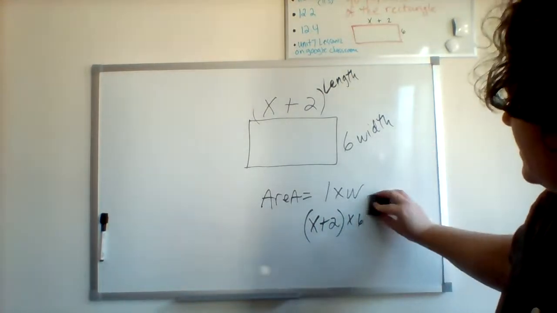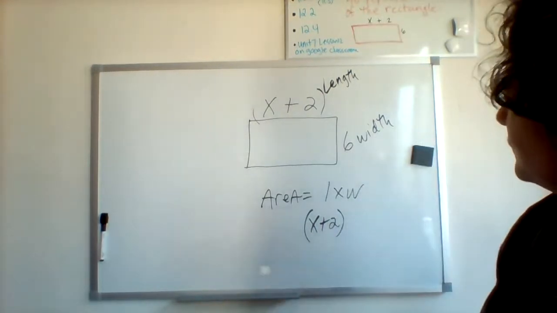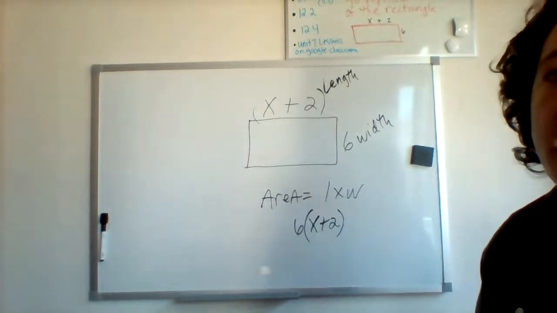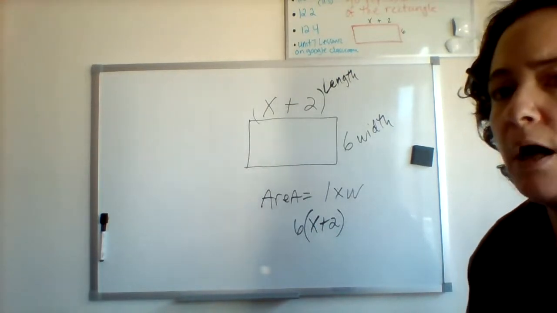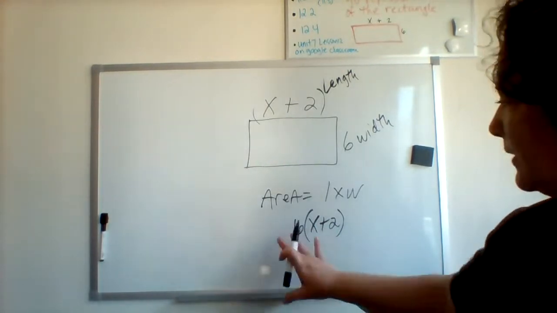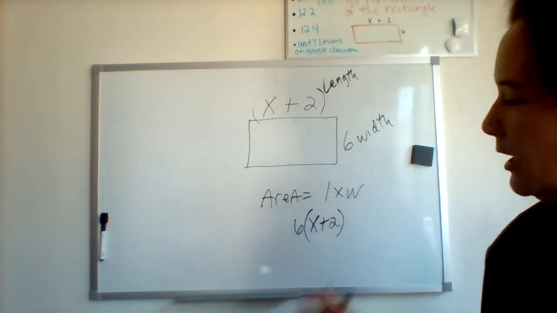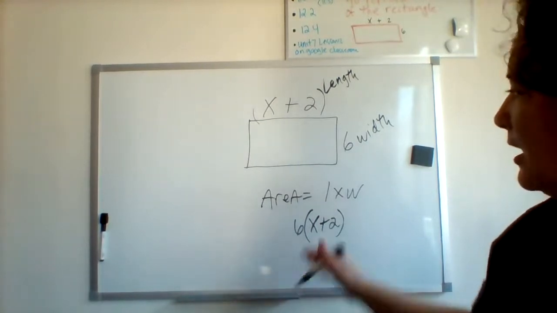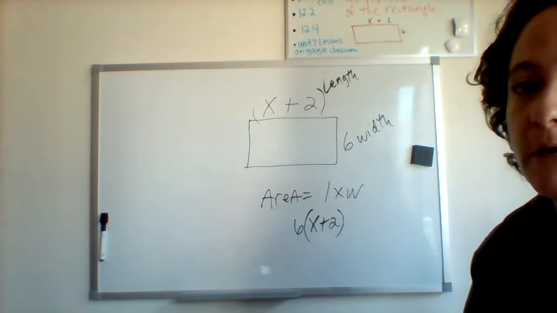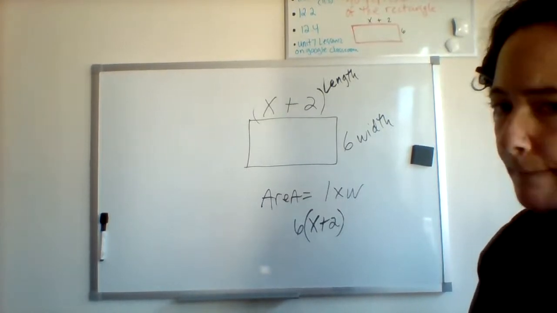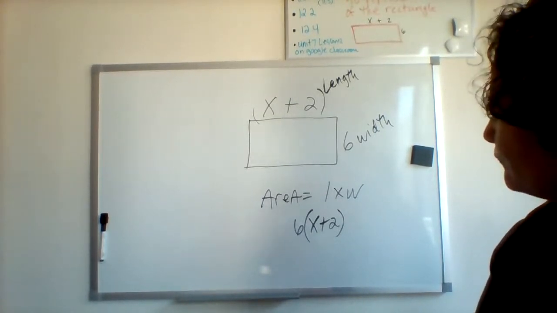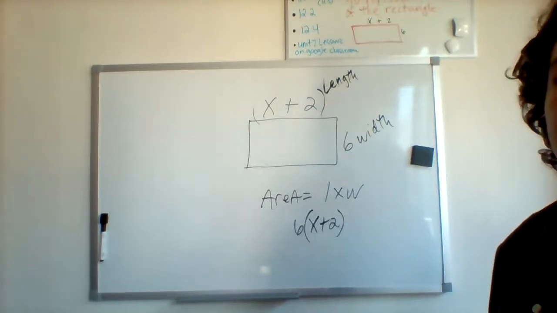Now I'm going to rewrite this. And I'm going to do this because this is how, more often than not, especially as you get older in math, you're going to see the expressions written like this. Notice I don't have any equal sign anymore. I did that to show you how to calculate the area.